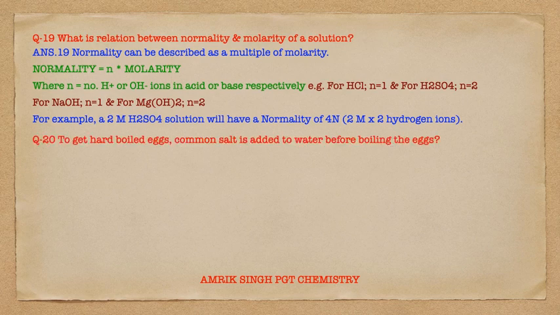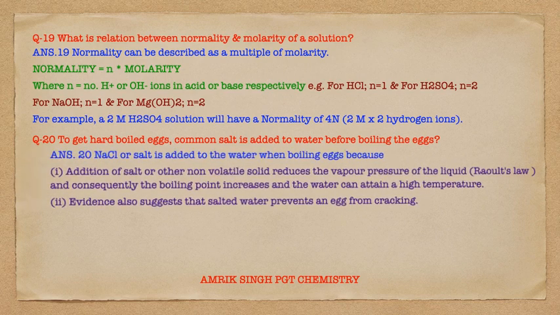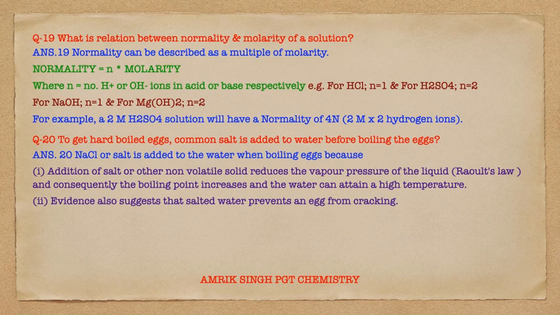Question number 20. To get a hard boiled egg, common salt is added to water before boiling the egg. Answer: NaCl or salt is added to the water when boiling an egg because, reason number 1, addition of salt or another non-volatile solid reduces the vapor pressure of the liquid according to Raoult's law, and consequently the boiling point increases and the water can attain a high temperature.